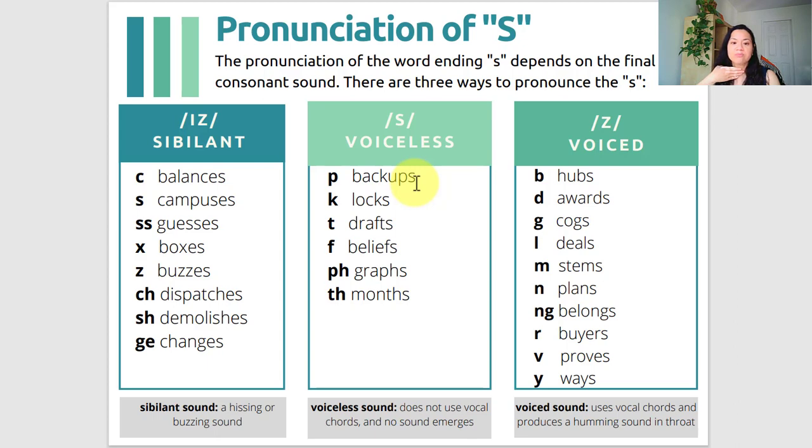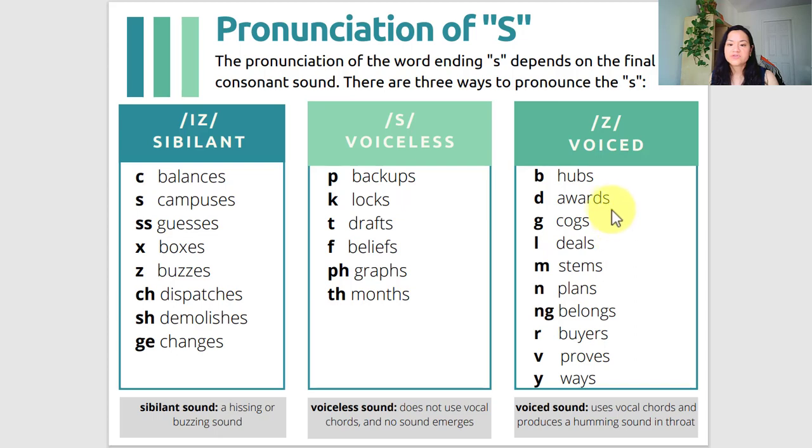For example, p, k, t, f, th. For all of those sounds, I can't feel a vibration under my hand, and it's just air coming out of my mouth. For these sounds, we will just add an S. For example, backups, locks, drafts, beliefs, graphs, months.